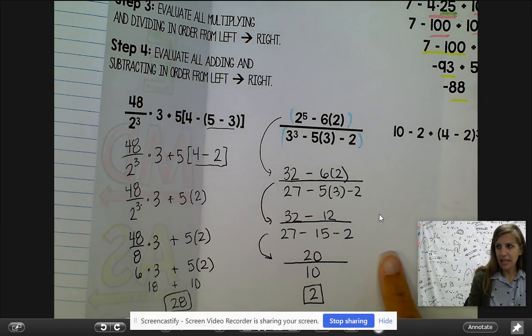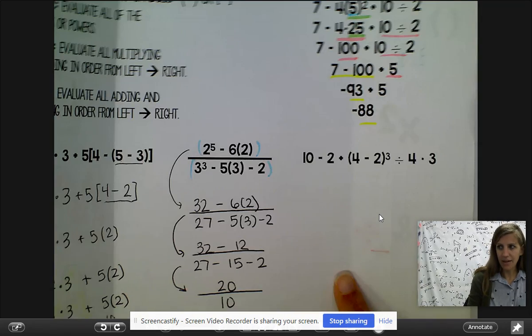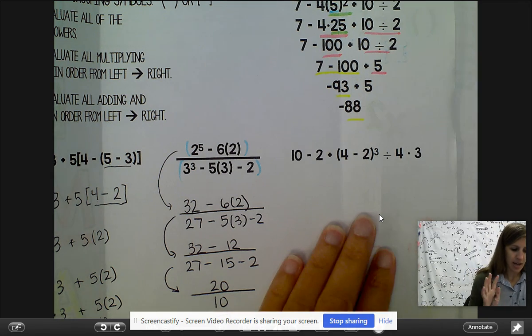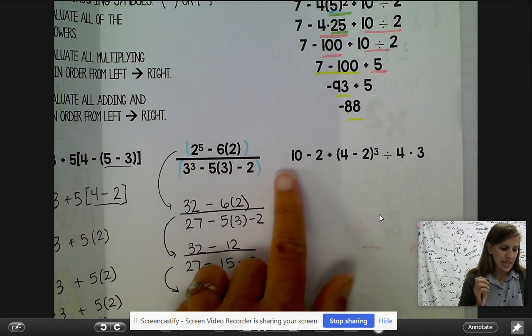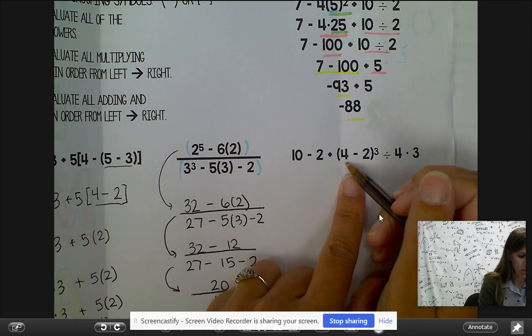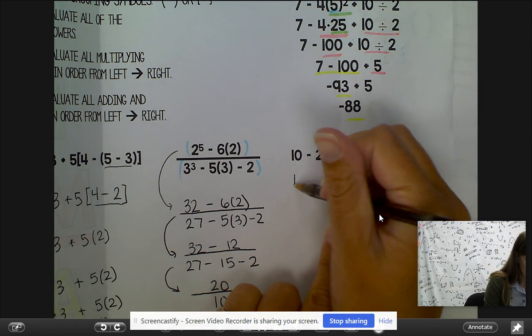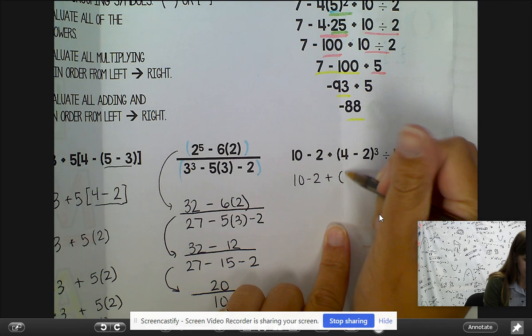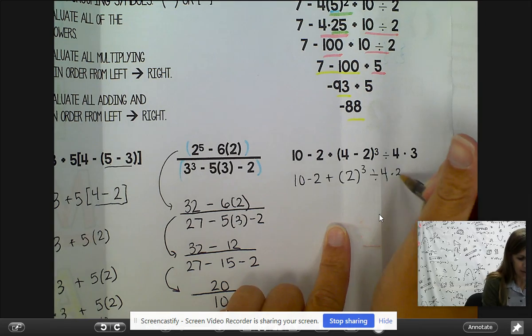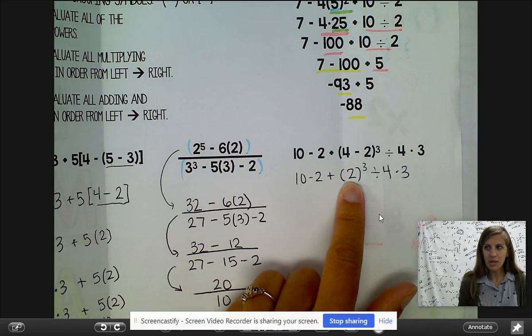Okay, last but not least, we're going to try this one here together. And then I'm going to have you guys try 3 and post a picture of your extra examples. Okay, so as I go through, I notice I have some grouping symbols. So I'm going to do what's in the grouping symbols first. So 4 minus 2 is 2, and I'm going to rewrite the rest of the problem exactly as it is. So I just did the grouping symbols.